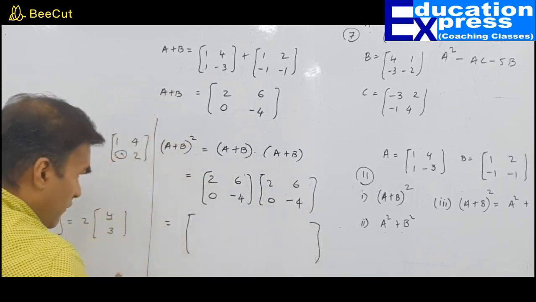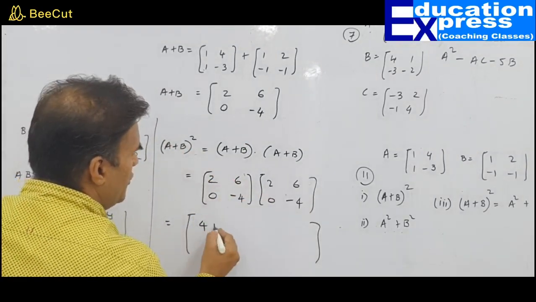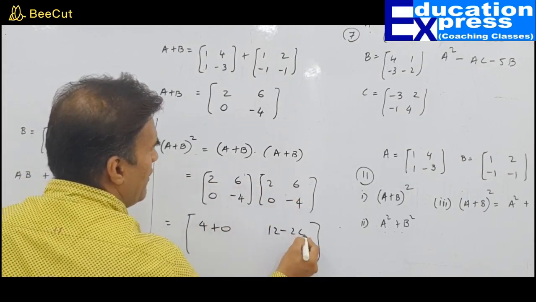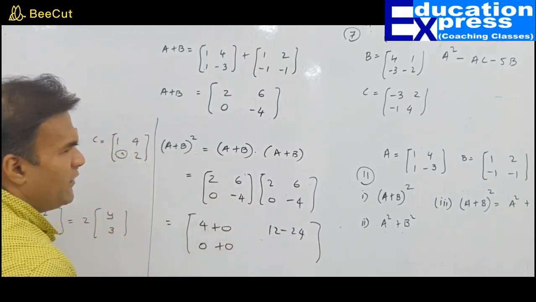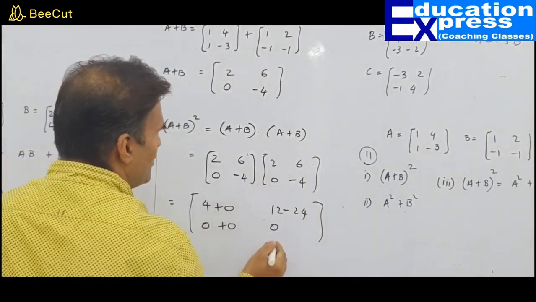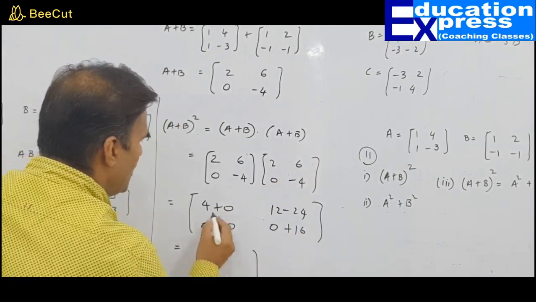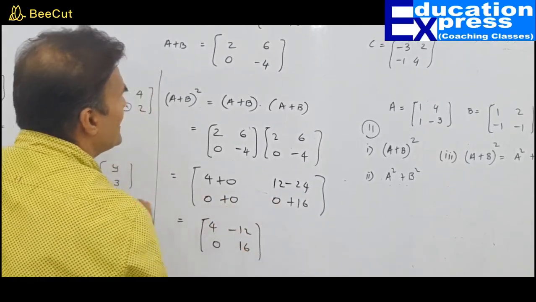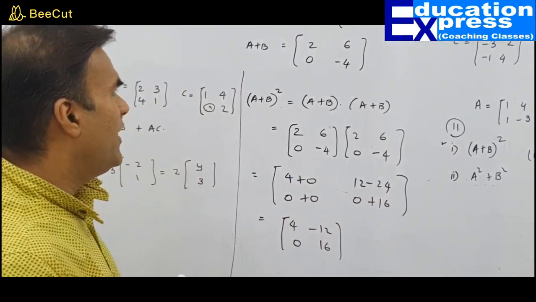So we will find the value of (A plus B) square. 2 into 2, 4. 6 into 0, 0. 2 into 6, 12. Minus 6 4s are 24. 0 into 2, 0. Plus 0. Since we are very familiar with multiplication, I will be operating a little faster. 0 into 6, 0. Minus 4 into minus 4 becomes plus 16. So you get your answer as 4, minus 12, 0 and 16. So the first part, (A plus B) the whole square, is obtained. Yes sir, it is obtained.